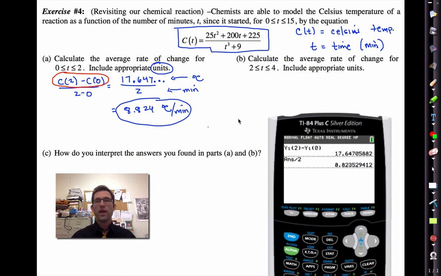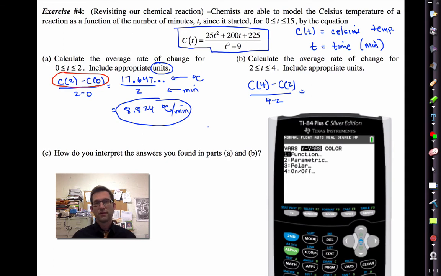All right, let's go through it. Now again, all the justification I need is this statement. C of 4 minus C of 2 divided by 4 minus 2. All right, let's do it. Let's go into vars, yvars, function, and y1, parentheses 4, parentheses, minus vars, yvars, function 2. So I'm going to grab y1, and then I'm back out to the main screen, parentheses 2, parentheses.